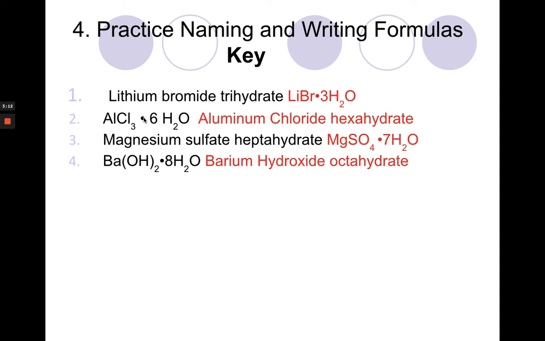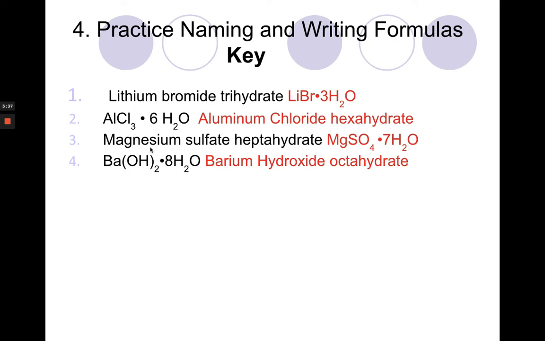Here's the key. Lithium bromide trihydrate. Li is a 1+, Br is a 1-, so that's the proper formula for lithium bromide. Trihydrate, you put this dot, 3H2O, meaning there are 3 water molecules per every 1 unit of lithium bromide. This compound right here would be aluminum chloride hexahydrate, with 6 having the prefix hexa.